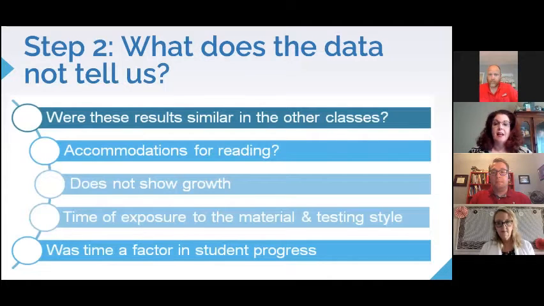What the data doesn't tell us is, were these results similar in other classes? Were there any accommodations made for reading? Especially in the multi-step open-ended questions, there was a lot of reading on this test, so we don't know if there were any reading interferences or if those had been addressed prior to the test exam. The test does not show growth. We don't have a pre-test score to show any growth, and it doesn't show us how long these students have been exposed to the material and this type of exam.